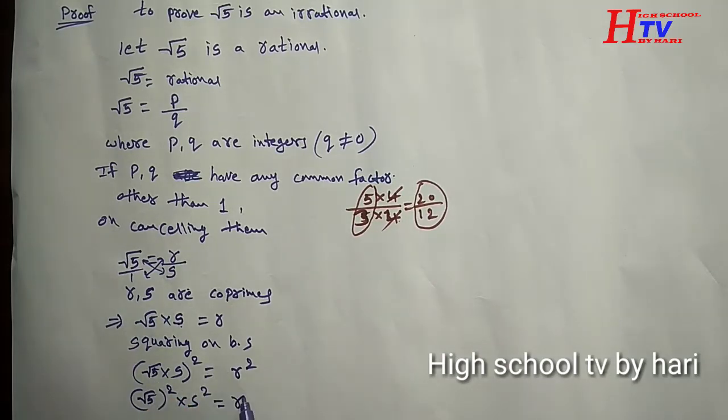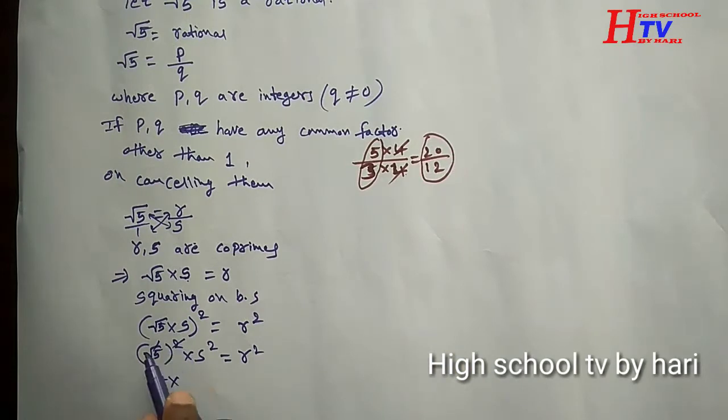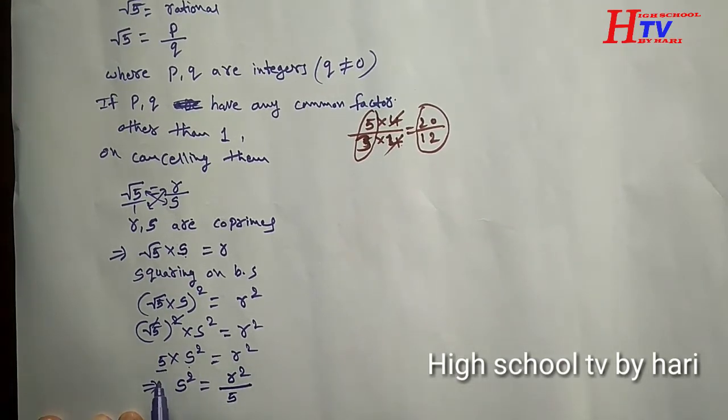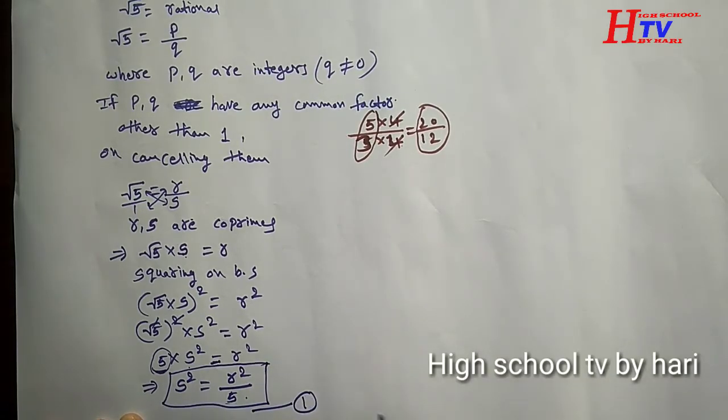The square root gets cancelled. 5 into s square is equal to r square. S square is equal to r square divided by 5. Transposing the multiplication term to the other side of the equal symbol, it gets division. Say it is equation number 1.